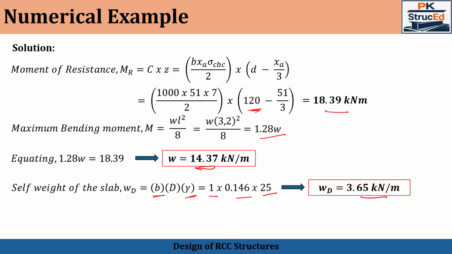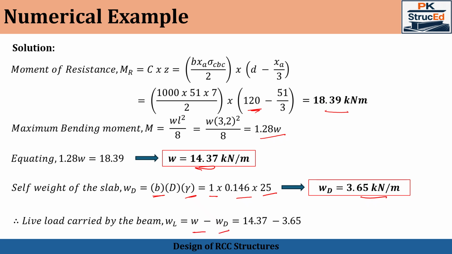Now our question is, we need to find the live load which is carried by the slab. So WL will be equal to W minus WD, which is 14.37 minus 3.65, and we get the value as 10.72 kilonewton per meter, which is what was asked in the question.